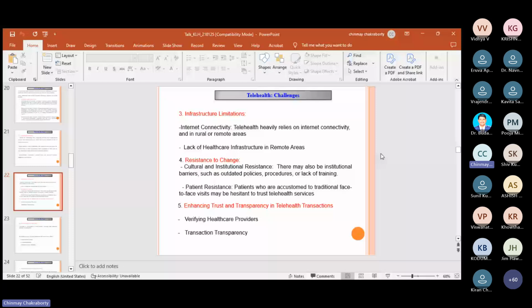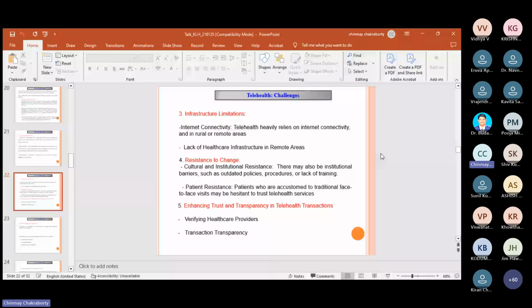Patient resistance: patients who are accustomed to traditional face-to-face visits. They are very much interested in face-to-face visits, but that is not possible through the video mode, where we can communicate with the doctors. So that means trust is another issue in telehealth services.